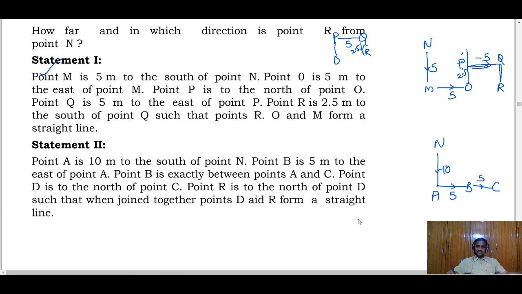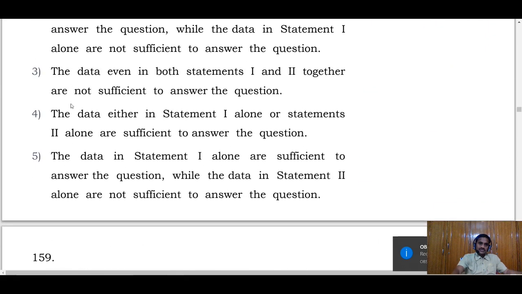D is to the north of C, and R is to the north of D, such that when joined, the points D and R form a straight line. Now the distance between C and D is not known, and the distance between D and R is not known either. The distance between these two is not known, isn't it? Hence 2 alone is not sufficient. Here, choice: only 1 alone is sufficient. Choice 5 is the answer, 158.